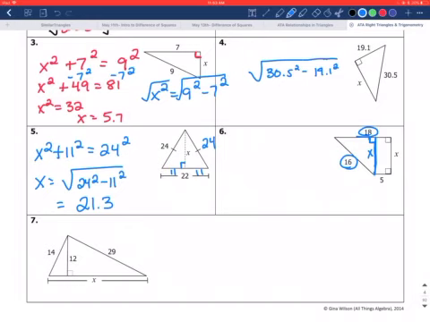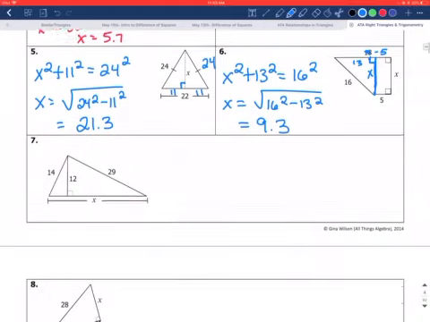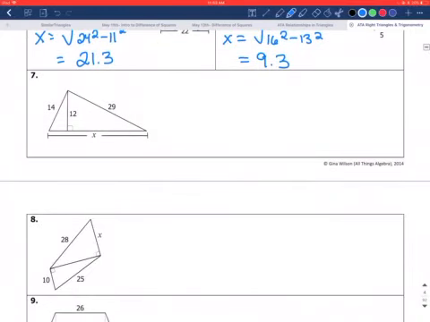Now, here's the thing. 18 is bigger than 16, right? Well, that's because 18 is this whole line right here. We're not talking about the whole line. We just want this portion of it. So we need to do 18 minus this 5, and that will give us 13 right here. So we have x squared plus 13 squared equals 16 squared. That will be the square root of 16 squared minus 13 squared, and your answer for that will be 9.3.